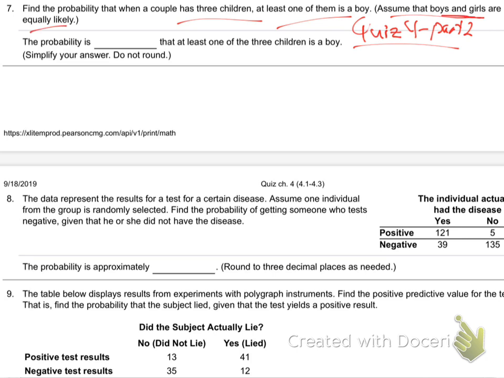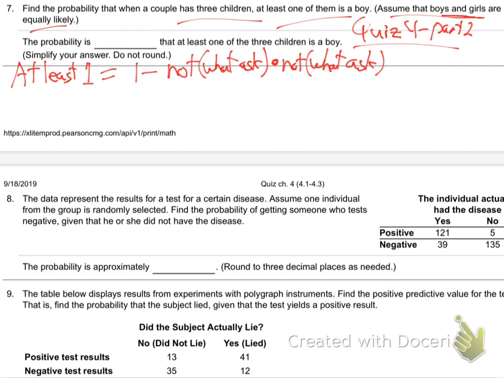Okay, this is an at least one question, right? How do we do at least one? We had a formula. It's 1 minus not whatever they asked, times not whatever they ask, times again, there's 3 children, so times the third time, not whatever they ask. So you do it that way. That's the formula. I want you to put that on your 3x5 card or your full sheet of notes for the next exam.